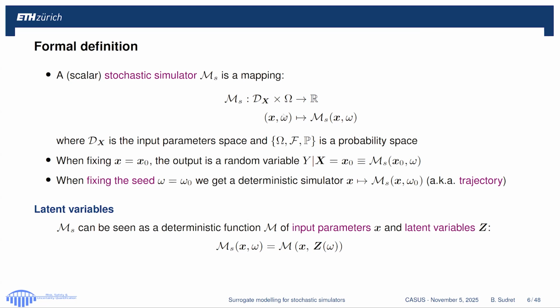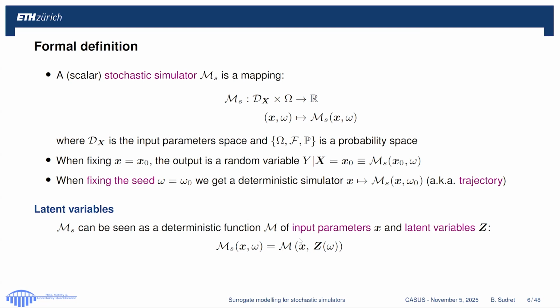And otherwise, if you fix the omega, this random event, that means practically in the simulation, you would fix what we call the random seed in the random number generators, and you change the x's. For each omega or each seed, you will get a standard deterministic simulator that is a function of x. That we call a trajectory. So the third method is based on that description.